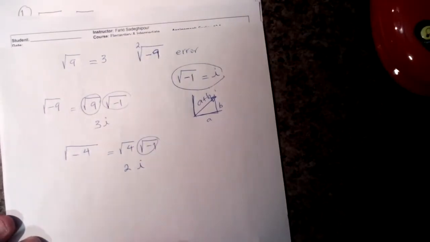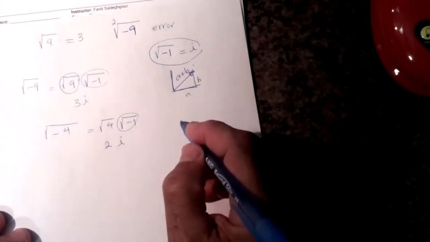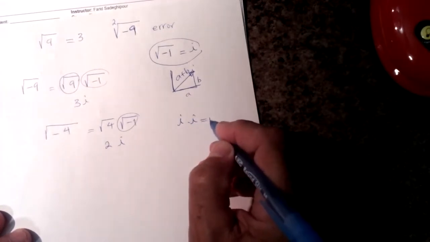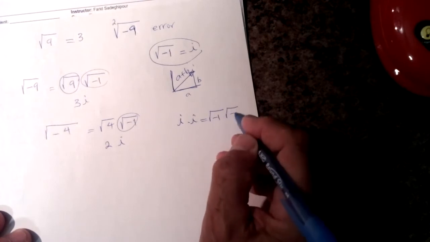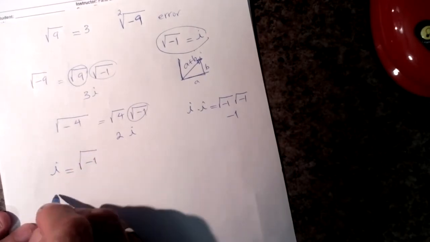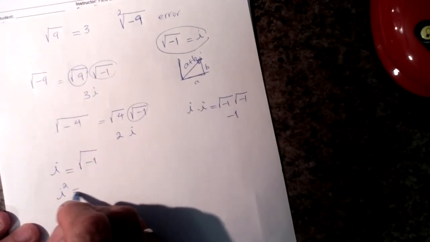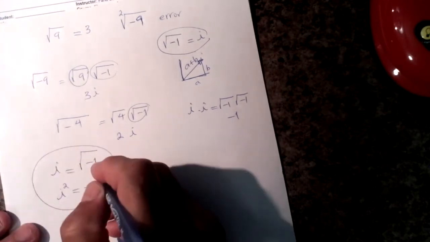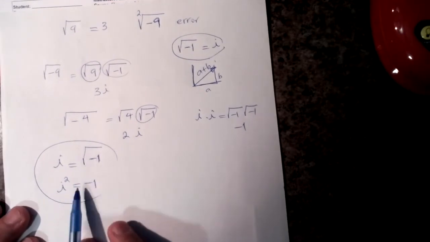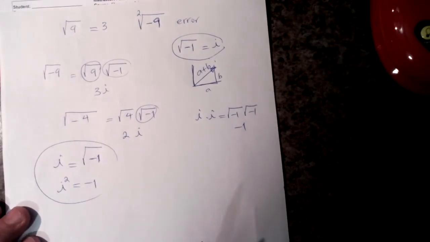Okay. What is i times i? It means radical -1 times radical -1, which is -1. So i is radical -1, but i² is -1. You need to remember this too. Anywhere you see i, it is radical -1, but i² is -1.